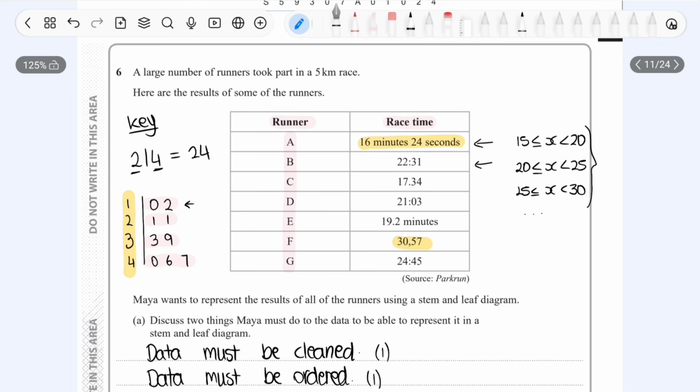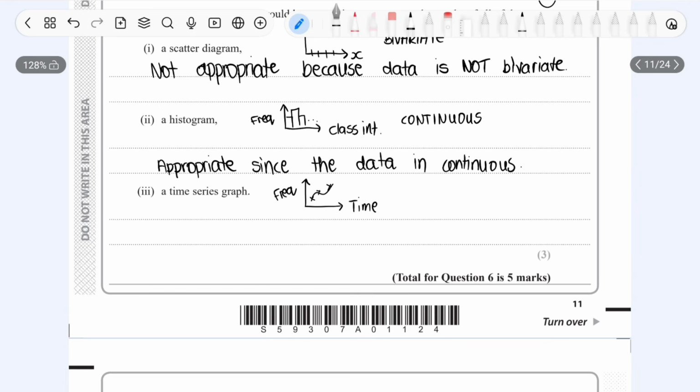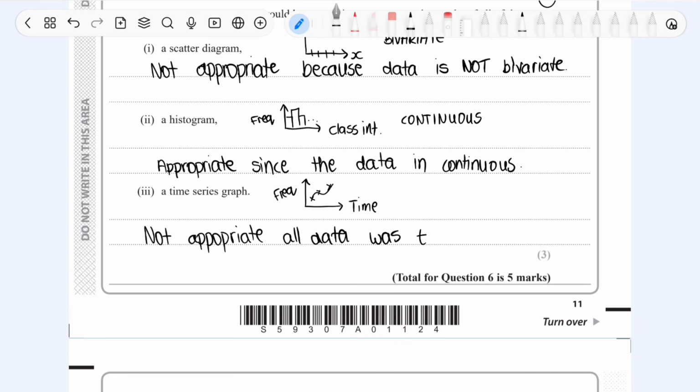A large number of runners took part in a 5 kilometers race, and from here he doesn't tell us, but I'm going to assume that they've done it in the same day. So I'm going to put that it is not appropriate as all data was taken in the same day.